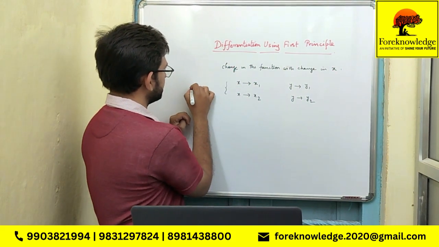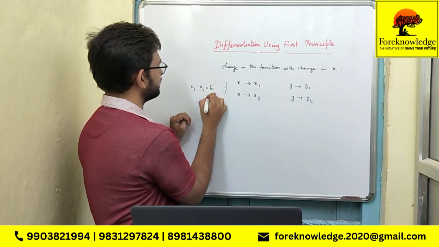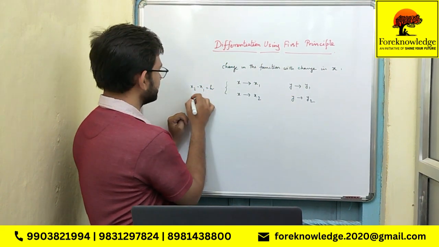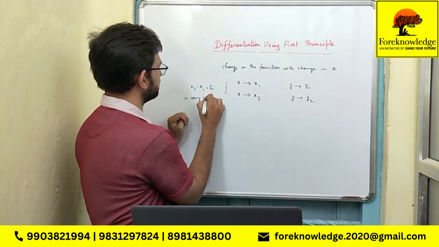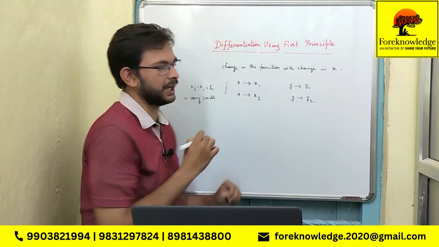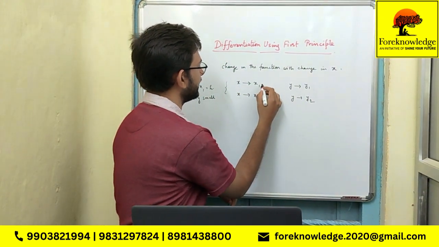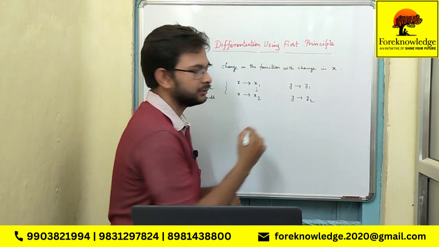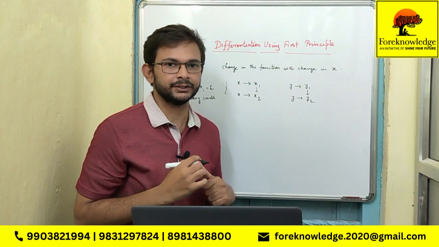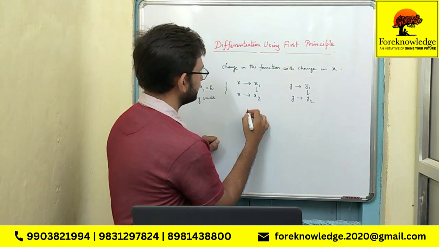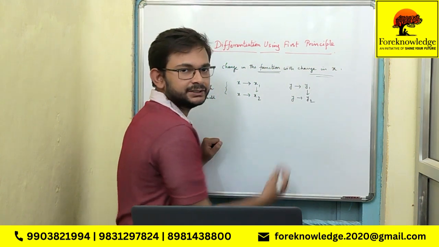And suppose x2 minus x1, that is change in x, is very small. This is the setup. That means the x is changing from x1 to x2, and at the same time the y is changing from y1 to y2. Then what is the change in the function with respect to change in x?